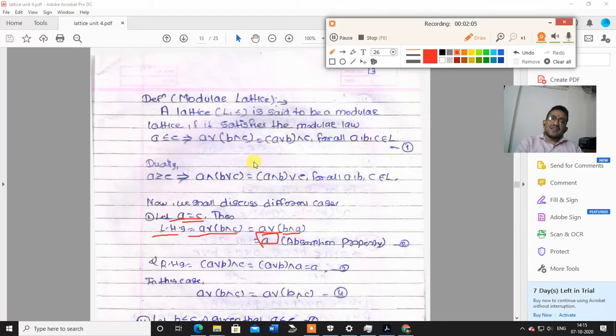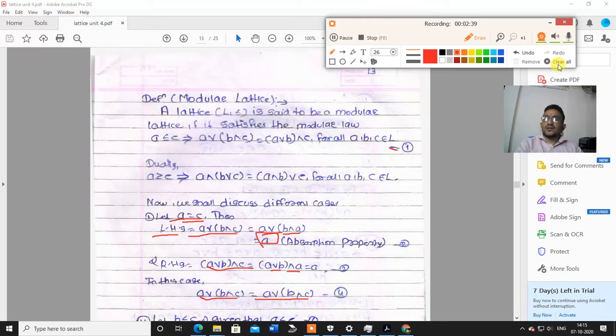Okay. What is the RHS of equation 1? A join B meet C is equal to A join B, and A is equal to C, so this is meet A. Again by the absorption law we get the value A. So from equation 1 and 2 we claim that A meet (B join C) is equal to (A meet B) join C. When A is equal to C, then this modular law also holds, is also satisfied.